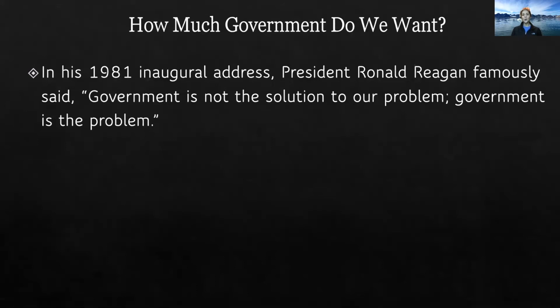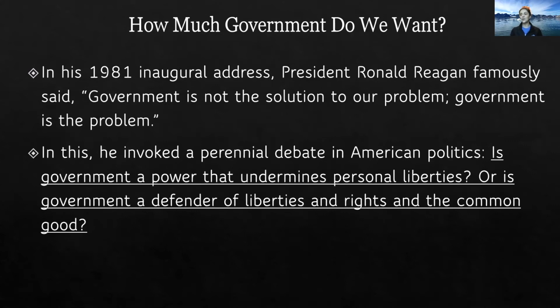So the perennial question, of course, is how much government do we want? How much government in the United States do Americans need? So President Ronald Reagan, in his 1981 inaugural address, famously said that government is not the solution to our problem, government is the problem. So in this, he invoked a perennial debate in American politics that you probably are aware of. Is government a power that undermines personal liberties and freedoms? Or is the government a defender, a protector of those liberties and rights and the common good?